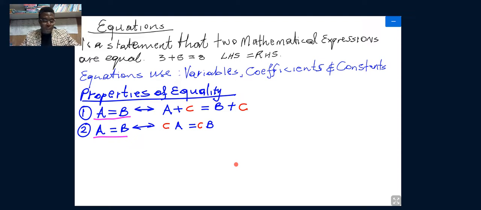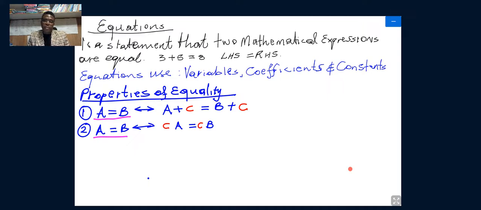I want to discuss the equations. Equations are very important. They play a fundamental role in most of the things that we do. You often hear people talking about balancing the equation. Well, we'll see what it is that they mean.